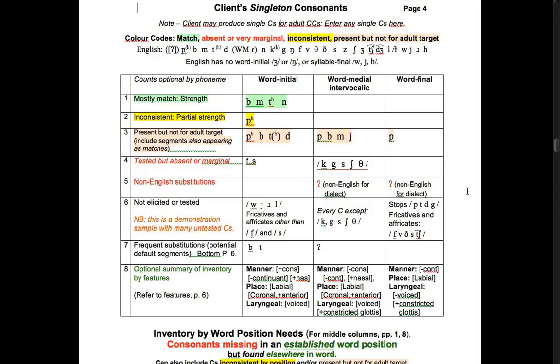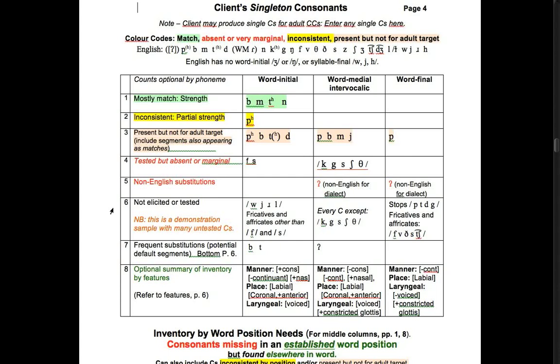The next row is for sounds that were not elicited. With no opportunity provided to articulate a sound, it would be misleading to interpret its absence as a weakness for the client. This was a demonstration sample, so as you can see, many consonants were not tested. This is not a recommended assessment practice. Usually you would try to test all the sounds in all positions. Yes, I see a lot are missing.